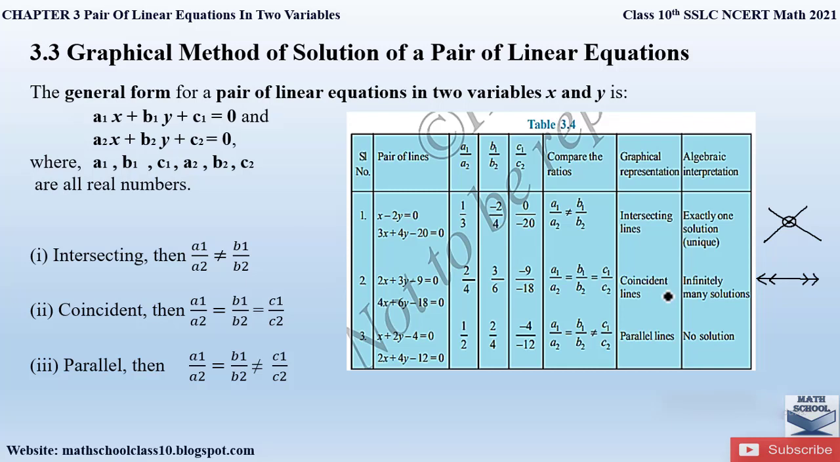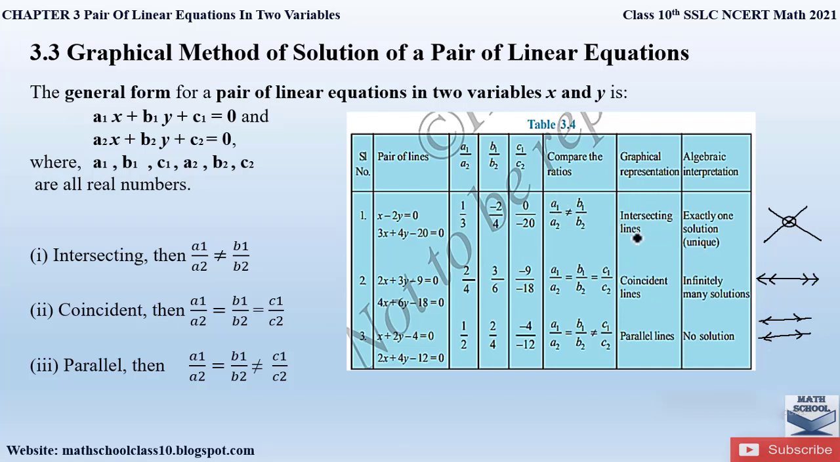So in such conditions we will get infinitely many solutions. And the third possibility is the pair of linear equations will be parallel to each other. Whenever they are parallel to each other, then there will be no solution for such a pair of linear equations, right? So this is very much important that you have to remember. And also there are ratios in each condition.